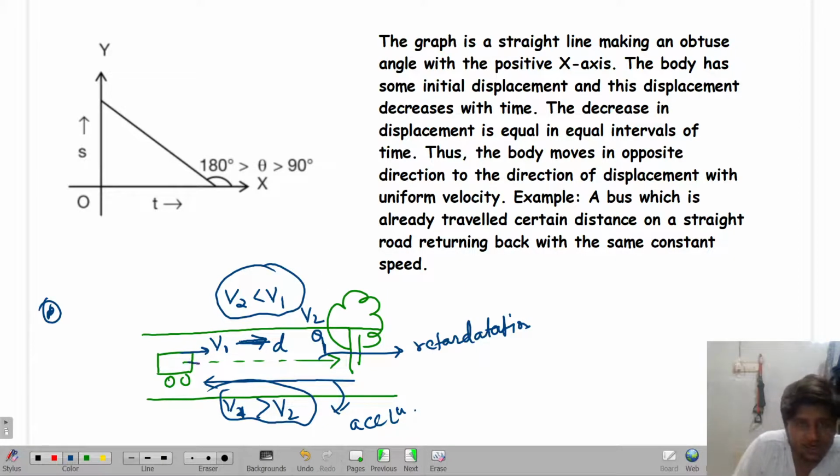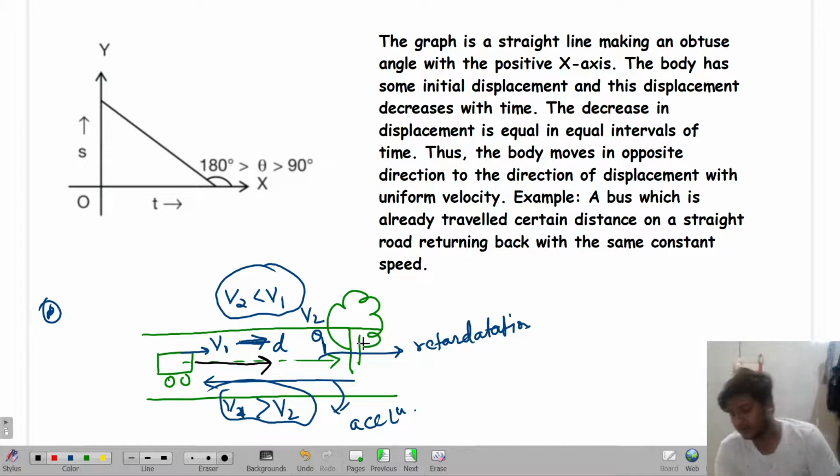Retardation. We see along the direction of motion of the body. This is my direction of the motion of the body. Remember that in this direction, retardation is happening. Means along the direction of the motion of the body, retardation is happening. But opposite to the direction of motion of the body, acceleration is happening. So if someone tells you to draw the graph of it, how will you draw it? If the changes in velocity are uniform, means this retardation is uniform and this acceleration is uniform, how to draw that?